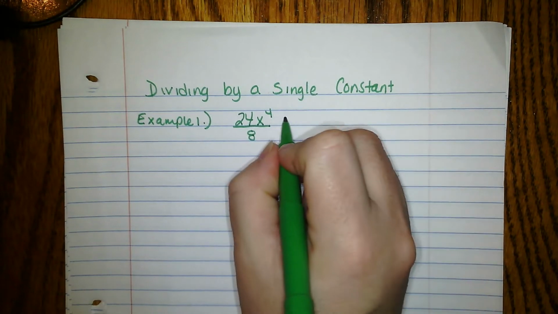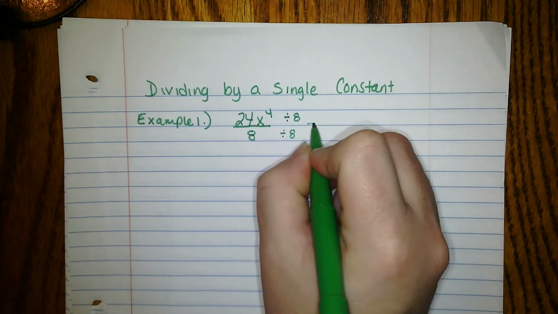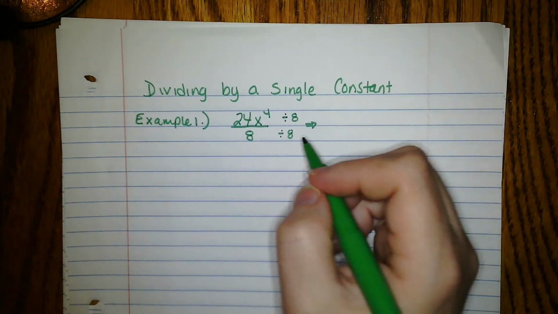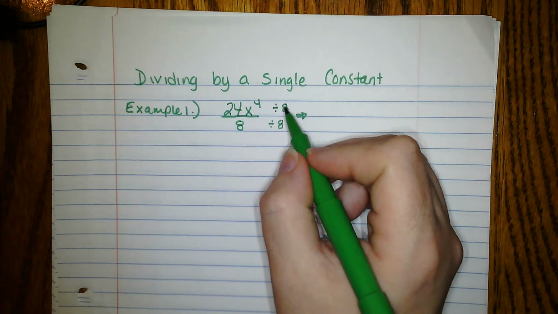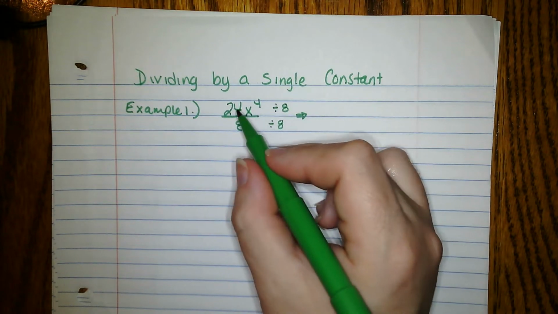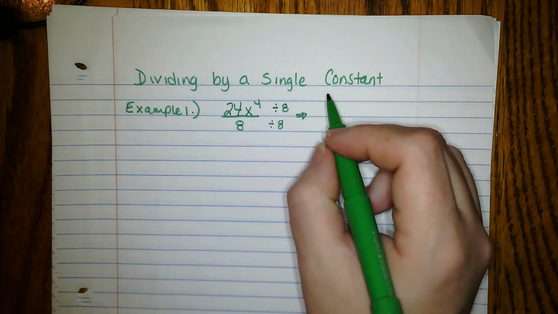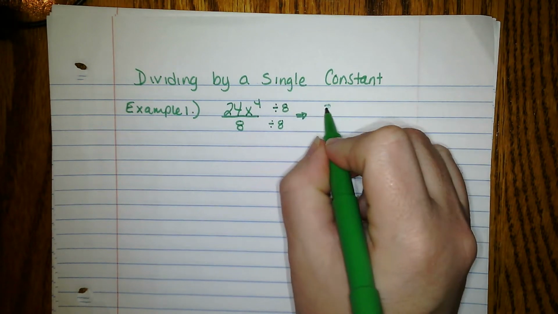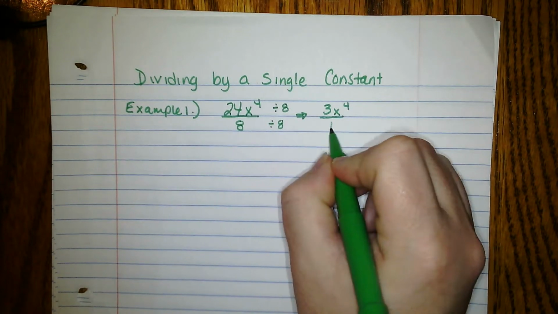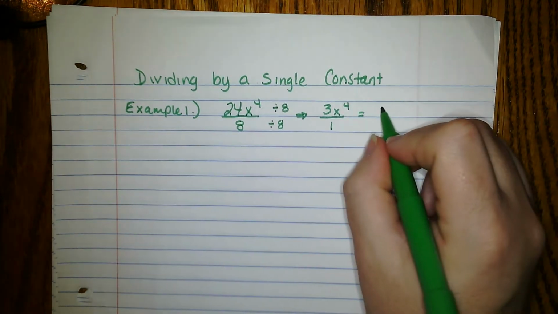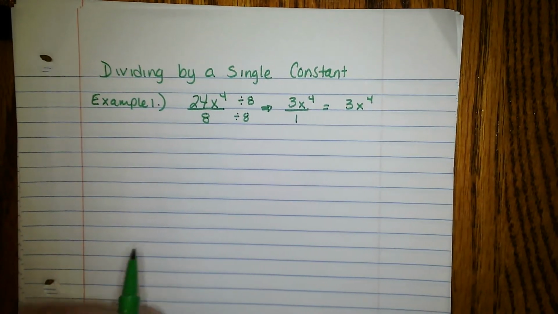So what I'm going to do is divide the top by 8 and the bottom by 8 so that you can see what happens. This is our normal process. You don't have to write this out per se, but this is something you would do in your head. So you would do 24x to the 4th divided by 8 on top, and you would get 3x to the 4th, and 8 divided by 8 on the bottom is 1. And anything over 1 is itself, and this would be your answer. So that's a pretty basic one.